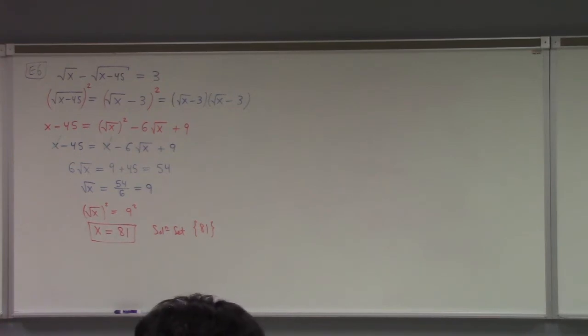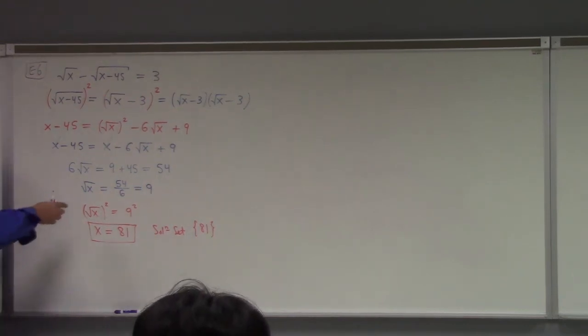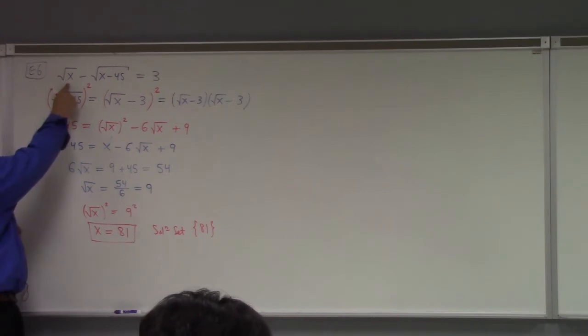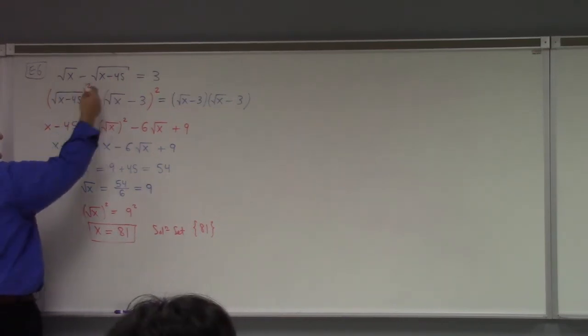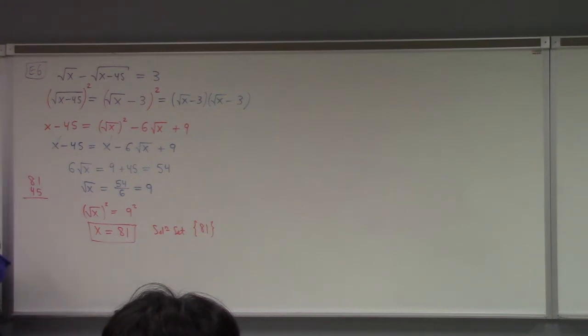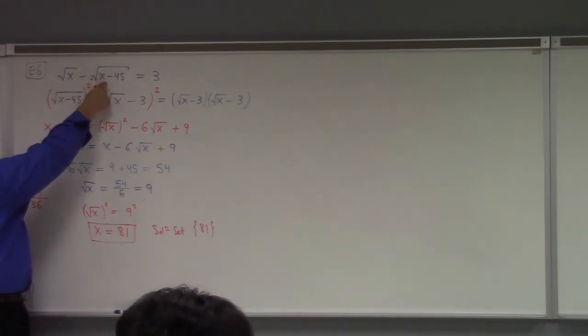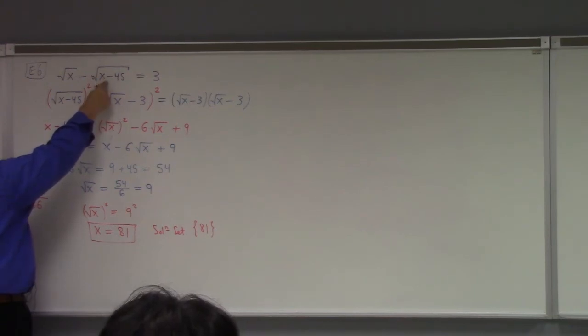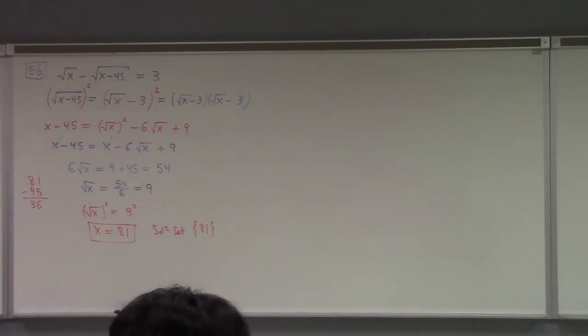And I guess since we squared this problem, we should probably check it. If you plug 81 back into here, you get square root of 81, which is 9. 81 minus 45, what's that? 36, yeah? So 9 minus the square root of 36, which is 6. So 9 minus 6 is 3. We have a winner. You can check it. It's all good.